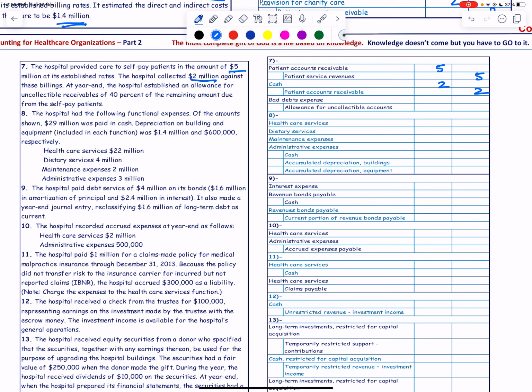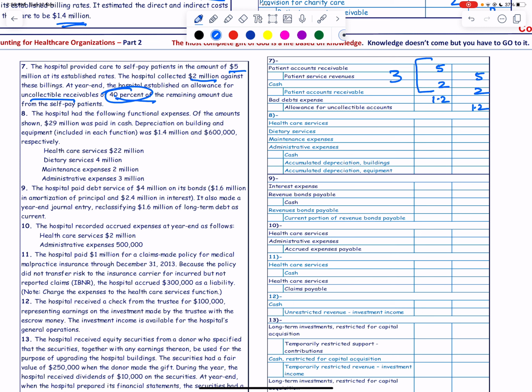At the year end, the hospital established an allowance for uncollectible. That means there is a bad debt, receivables of 40% of the remaining amount due from the same patient. So the amount due is 5 million minus 2 million, that is 3 million. And on this, we have to calculate 40% for the allowance. So 40% of 3 million will be 1.2 million. So bad debt expense is debited and allowance for uncollectible is credited.